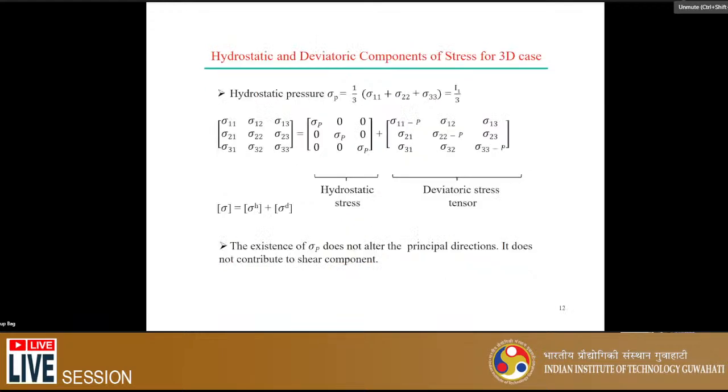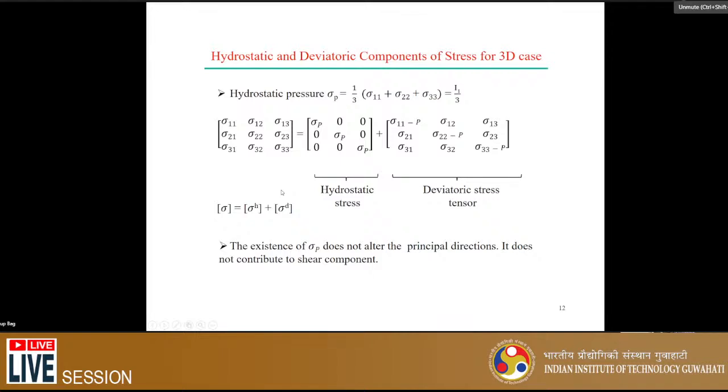The same is applicable in the case of the three-dimensional state of stress. In this case, the hydrostatic stress can be the average of sigma 1, sigma 2, and sigma 3, or I1 by 3, which means the first stress invariant I1 divided by 3. Here you can see that sigma p is the same value in all directions. The hydrostatic stress has no shear stress components. The remaining part of the stress is the deviatoric stress component. That's why sigma equals sigma h plus sigma d. It means we can define the hydrostatic stress and the deviatoric stress components.